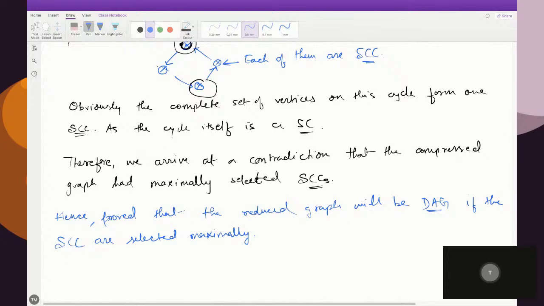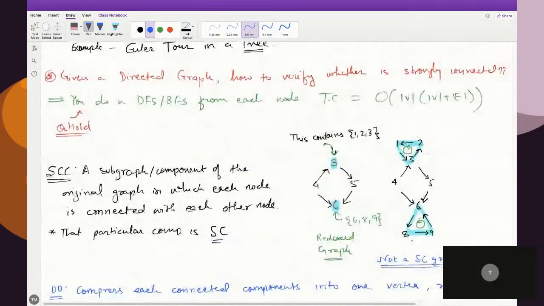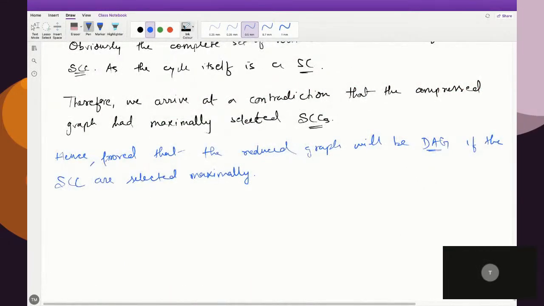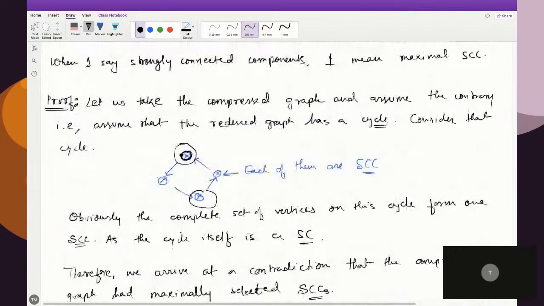One example of SCC and a compressed graph, sir, please. So I have already given you one example here. Do you want me to give more examples? Then I can give you one more example. Okay. I think I have given the same example here.